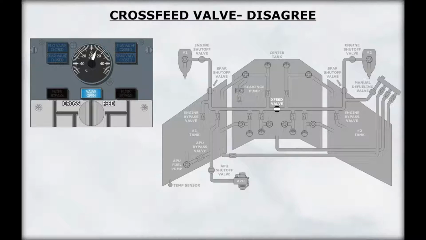The valve open light is brightly lit when the valve is in transit or the valve position disagrees with the commanded position. In this example, the knob has been moved to close, but the valve has failed to move to the commanded position. Therefore, the valve open light is illuminated bright.